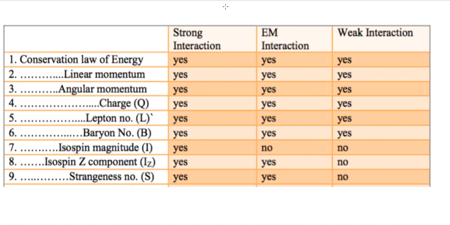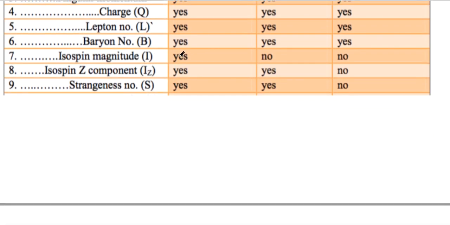So we can see here that charge, lepton number, baryon number, these three are conserved in all interactions. The things that differ are isospin, the Z component of isospin and strangeness. So let us first of all look into the question and see which of the reactions are possible or not.